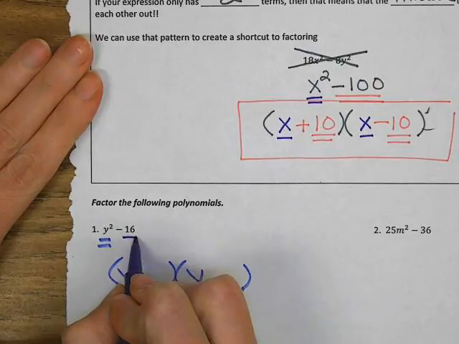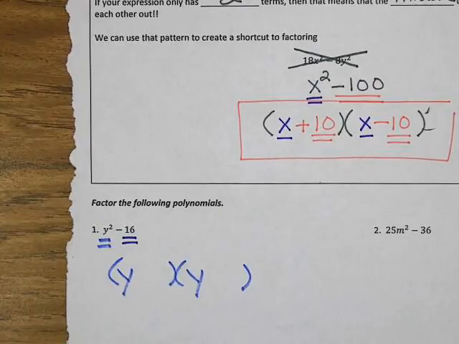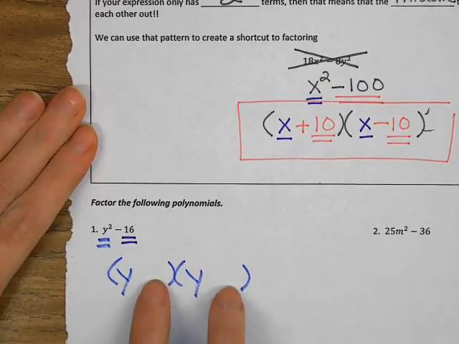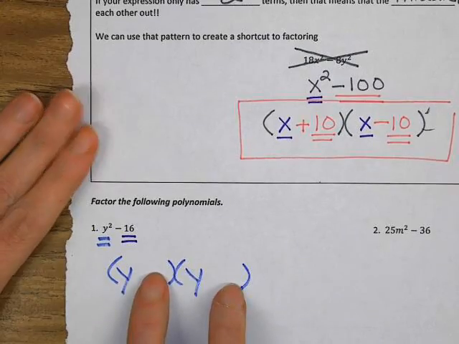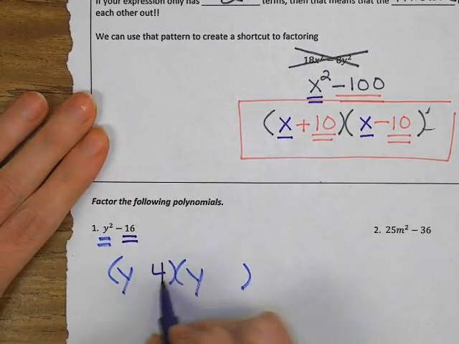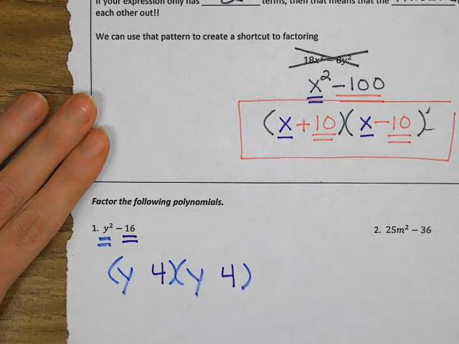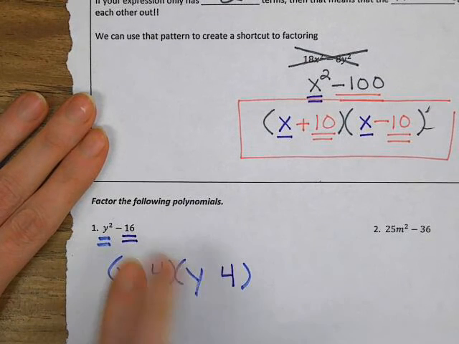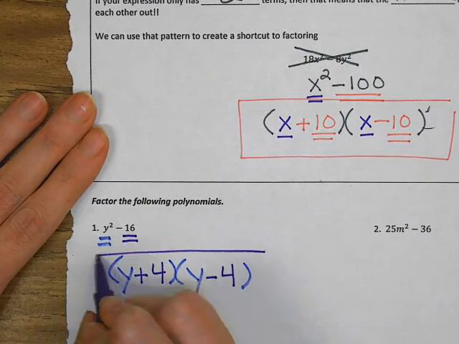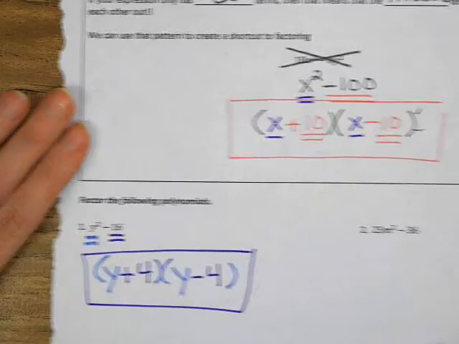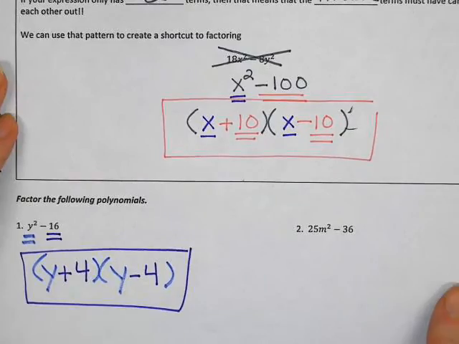To get 16, what do we need? It's got to be the same number. What times what is 16, but it's got to be the same number. So it can't be 8 and 2. It's got to be the 4 and the 4. And then, in order for the middles to cancel, one's got to be plus and one's got to be minus. It's called the difference of 2 perfect squares.